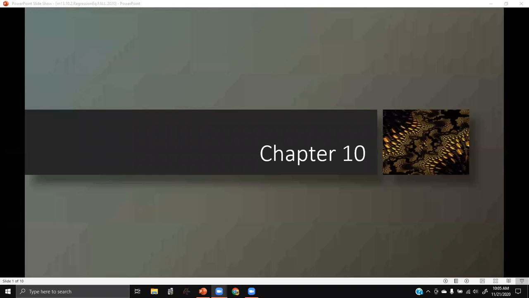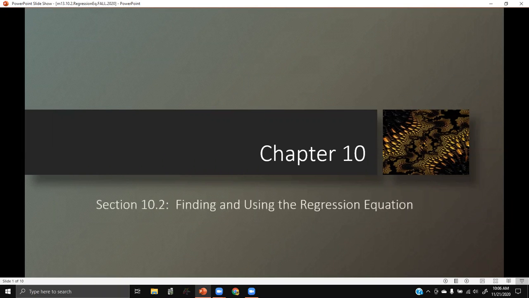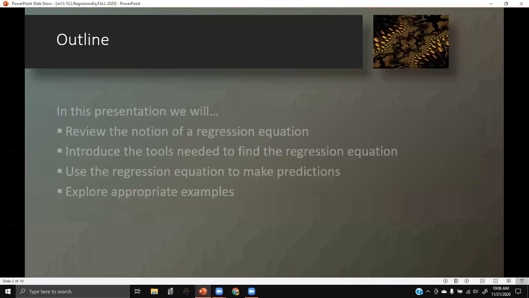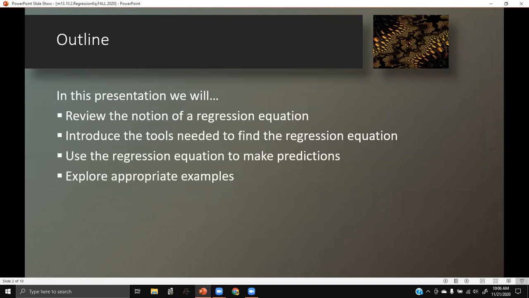All right, chapter 10. Let's see, what do we have here? 10.2, finding and using the regression equation. So, a little bit of an outline. In this presentation, we're going to review the notation for a regression equation, remind ourselves what we're looking at. We'll take a look at the tools that we'll need to find that regression equation, and then we're going to use that regression equation to make one or two predictions. And those are going to be the appropriate examples that we explore.